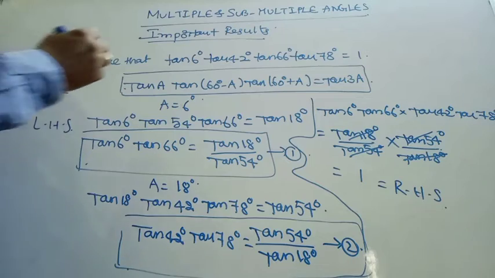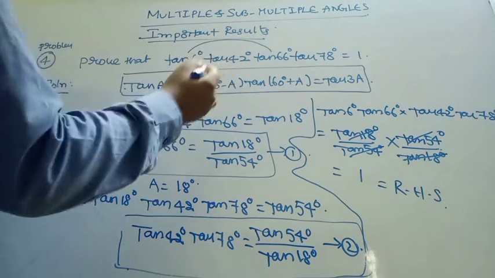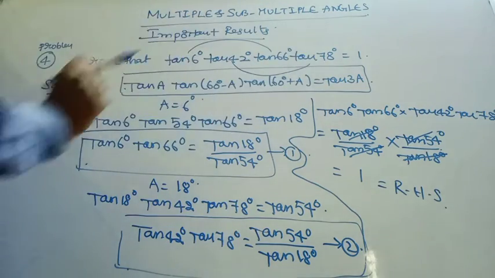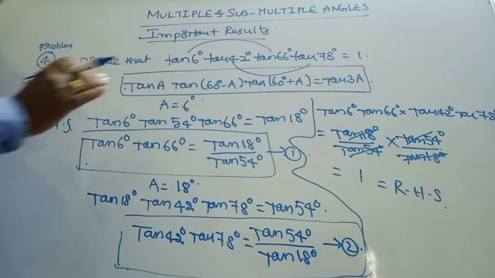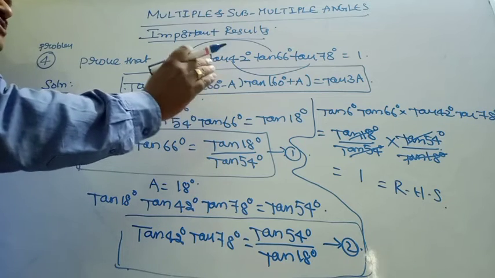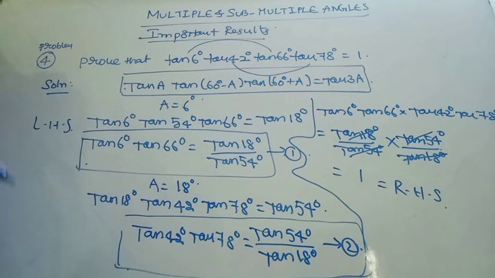We have taken two parts: one is tan 6 and tan 66, and the other is tan 42. We have to get that idea by looking at it, and you should have this formula in your mind: tan A, tan(60 minus A), tan(60 plus A). If you have that in your mind, you can do it very easily.